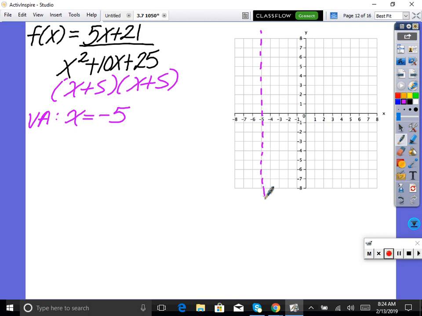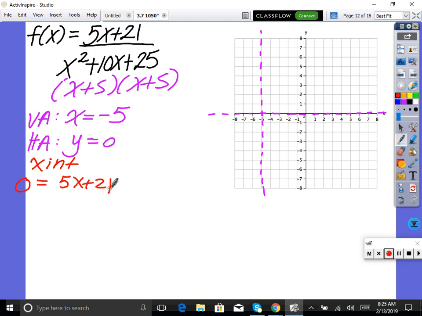Then you would say, okay, my next step is to do my horizontal asymptote. What is it at? 0. The degree on top is smaller than the degree on bottom. Y equals 0. Okay, now from there, x-intercept. X-intercept is when y equals 0, so 0 equals 5x plus 21. I times that up, I times this up to 0, and it's gone. That's why we just solve with the numerator. So subtract 21, divide by 5. What decimal is that?